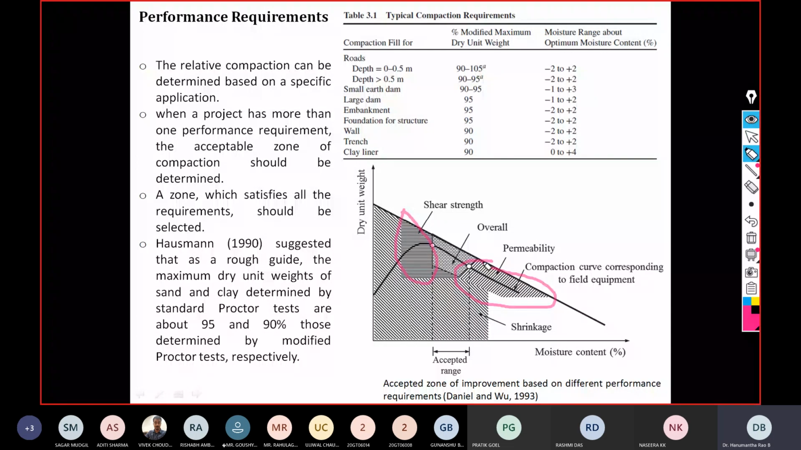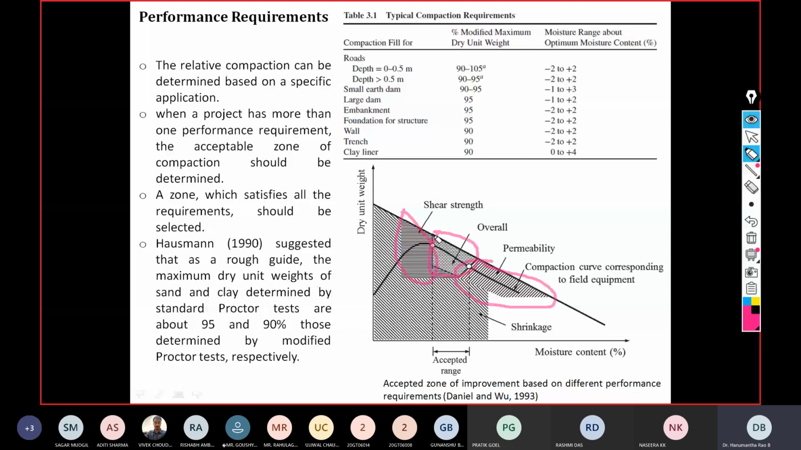So if your target is the shear strength, target on the optimum or the dry of optimum. But if your target is the permeability, you should select the gamma d and OMC on the wet of optimum side. Suppose your target is all properties, then this is the overall.